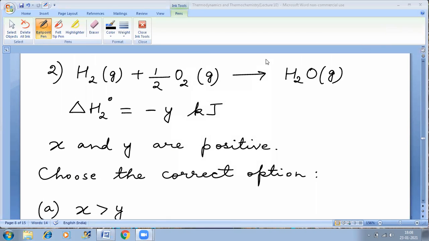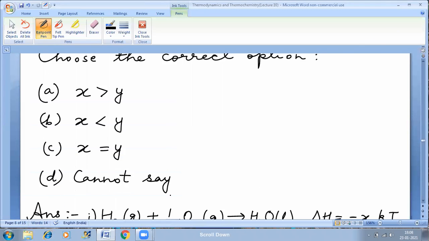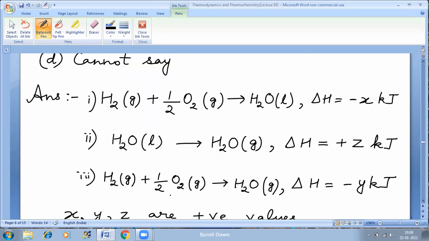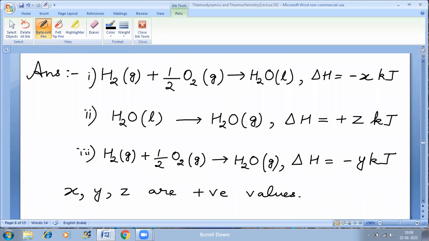Some of you have given the correct answer already. Okay, I'll start with the solution. Now, the first equation is given to us, delta H is equal to minus X kilojoule. And the third equation is also given to us in the question, delta H is equal to minus Y kilojoule.